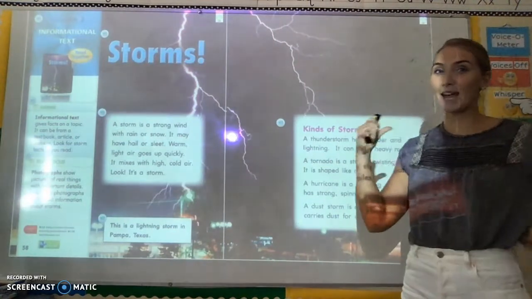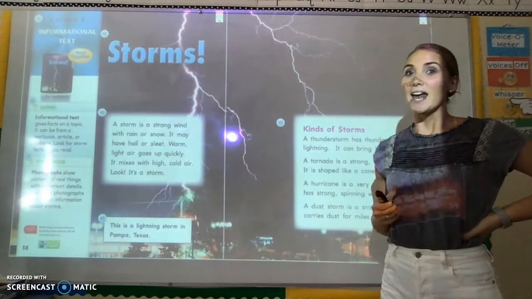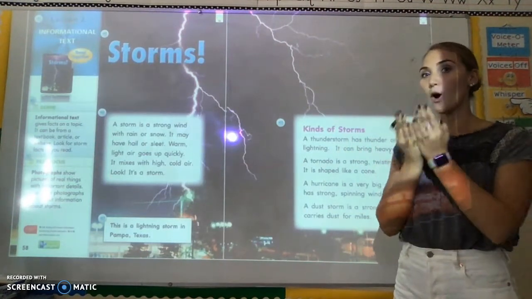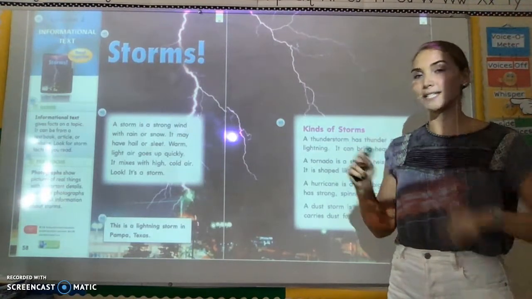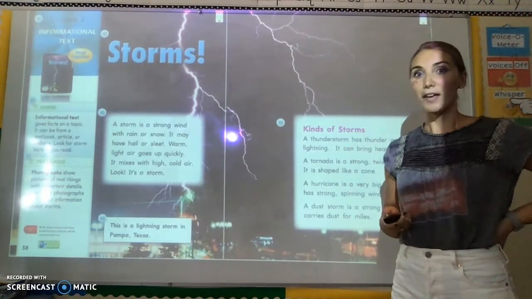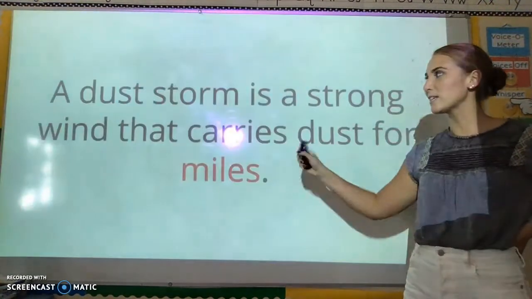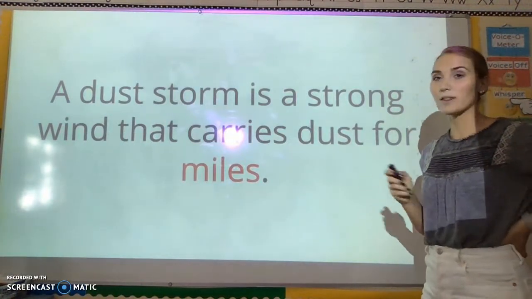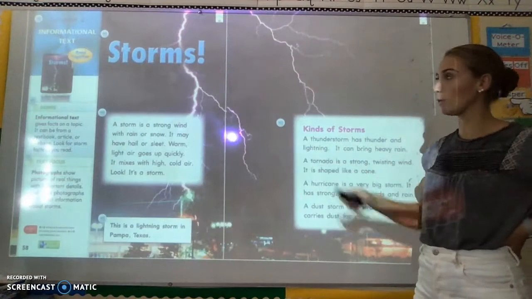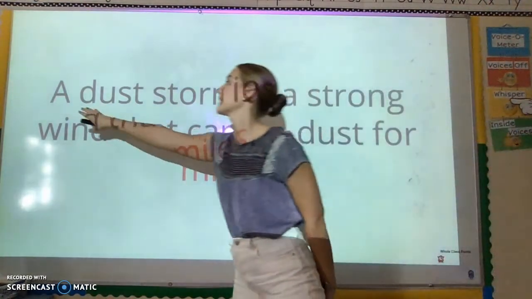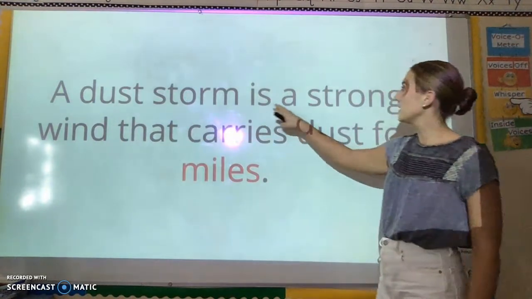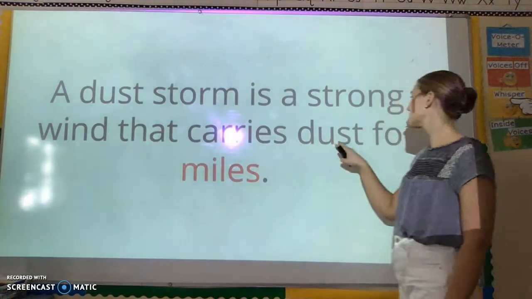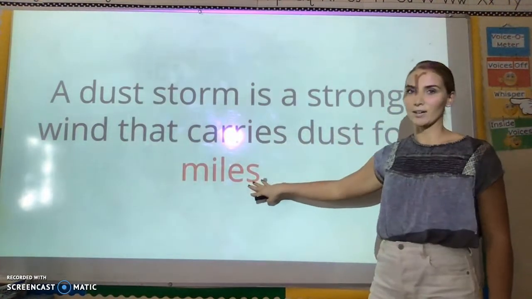So, we have read this story together, boys and girls. If you have not read this story with me, there is a video, and you can open up your Green Journeys book. So pause this if you haven't read this story yet. If you have, we are going to take a look at one of the sentences in this story. In that article, or that text that we read before, there is this sentence. A dust storm is a strong wind that carries dust for miles.